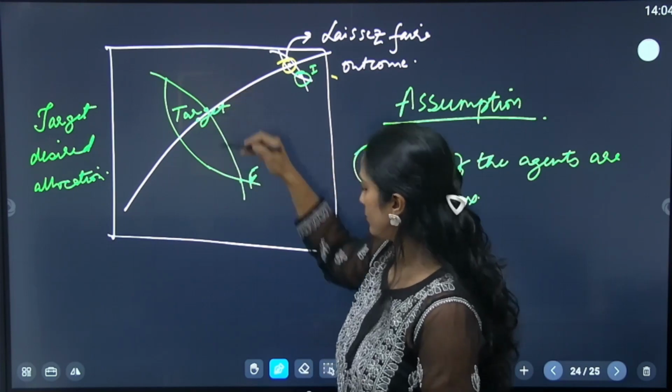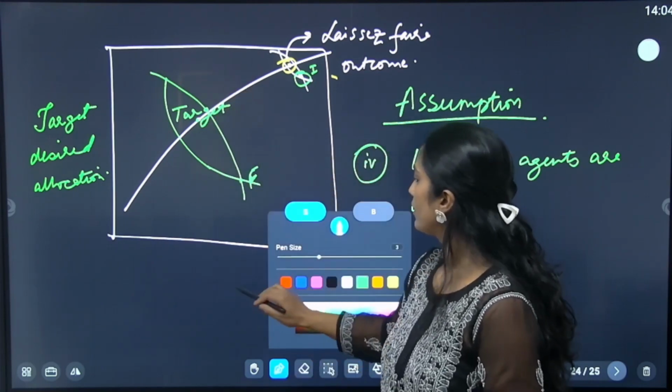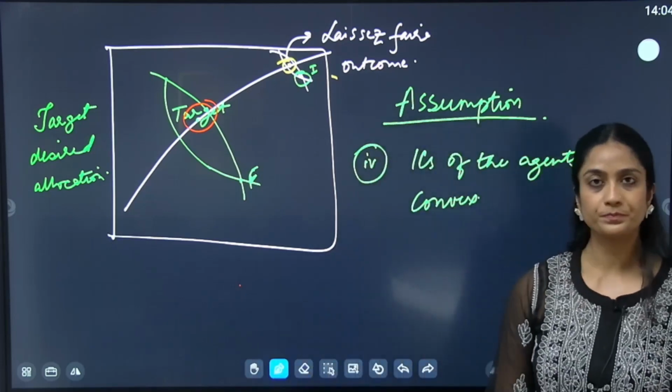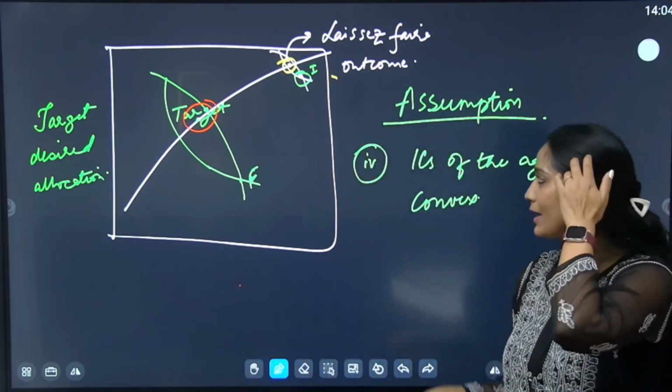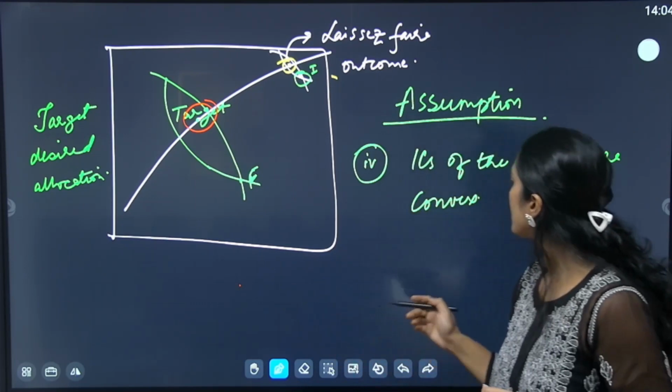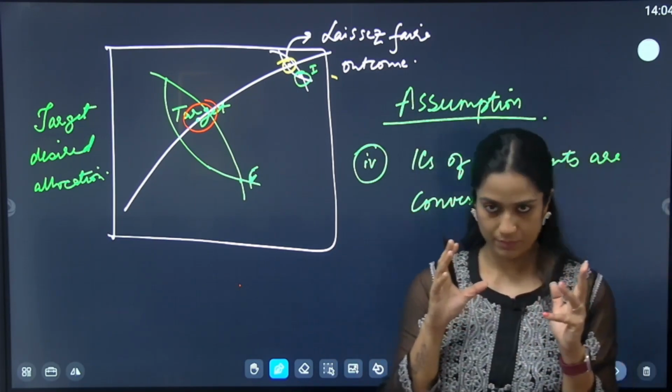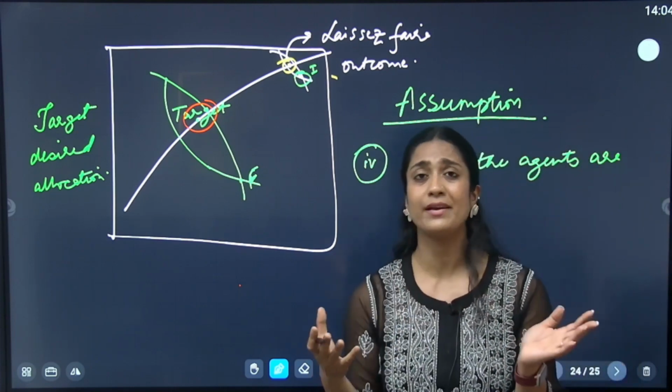You will get to this point. The markets will work and you will get to this point. Okay, so how does that work? Let's see. What we are saying is that, again, we had the auctioneer deciding the prices.